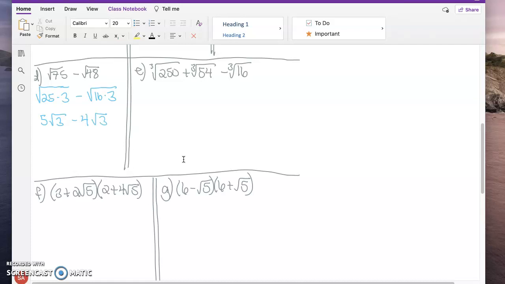And now they are like radicals. So I can do the subtraction. There's an invisible 1 in front of that. I'm just saving my ink in quotation marks. There's an invisible 1 in front of that. Okay, 5 minus 4 is 1.